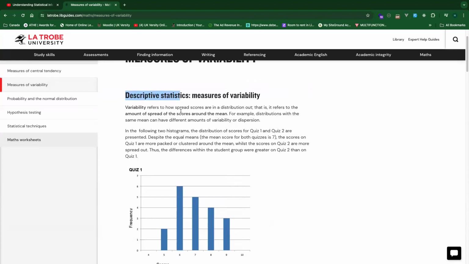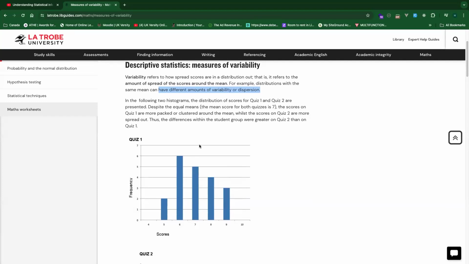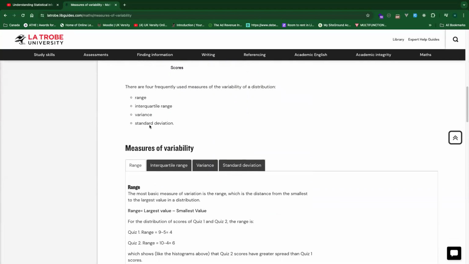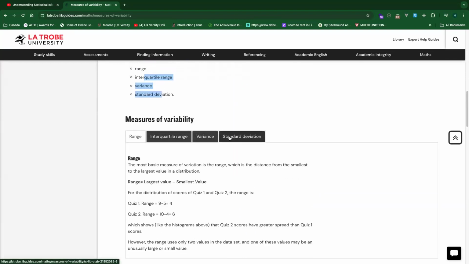So variability refers to how spread out the scores in the distribution are. That is, it refers to the amount of spread of the scores around the mean. For example, distributions with the same mean can have different amounts of variation or dispersion. So you can check the histograms of quiz 1 scores and also quiz 2. This is the score range and everything. You can see the range, the interquartile range, variance, standard deviation, and all.